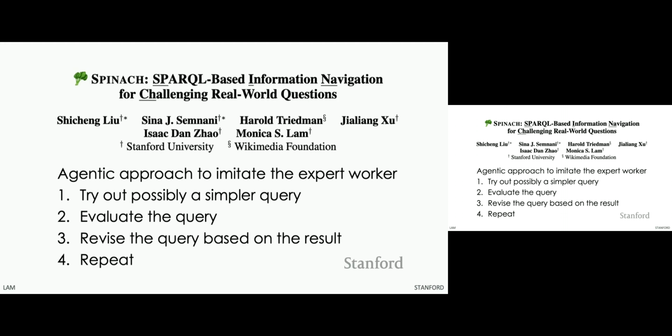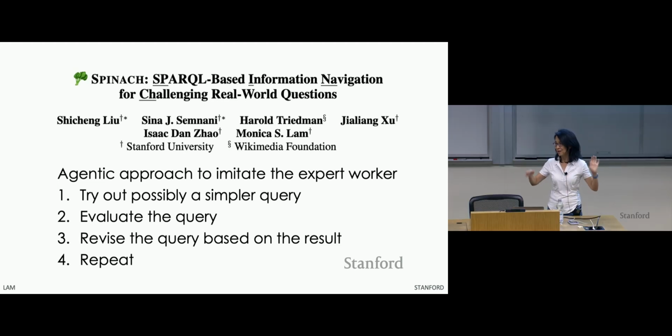We worked with Harold, who is from the Wikimedia Foundation. He showed us the forum, and we picked out the hard questions, and we said, let's try to automate that. And it took us a while, and in the end we have created what we call an agentic approach. We are trying to imitate the expert workers. This is a story from the beginning till now.